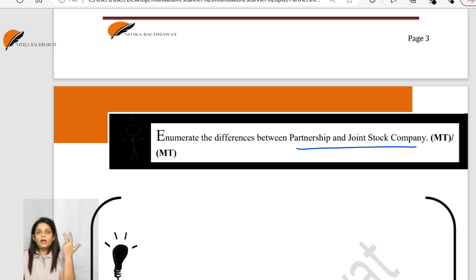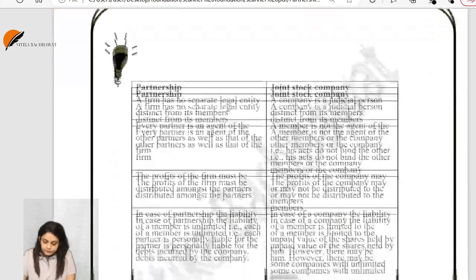In a partnership, the minimum number of partners is 2 and the maximum is 50 as per the rules. Whereas in a private company, the minimum is 2 and the maximum is 200. In a public company, the minimum is 7 and the maximum is unlimited. In case of an OPC, it's only 1.